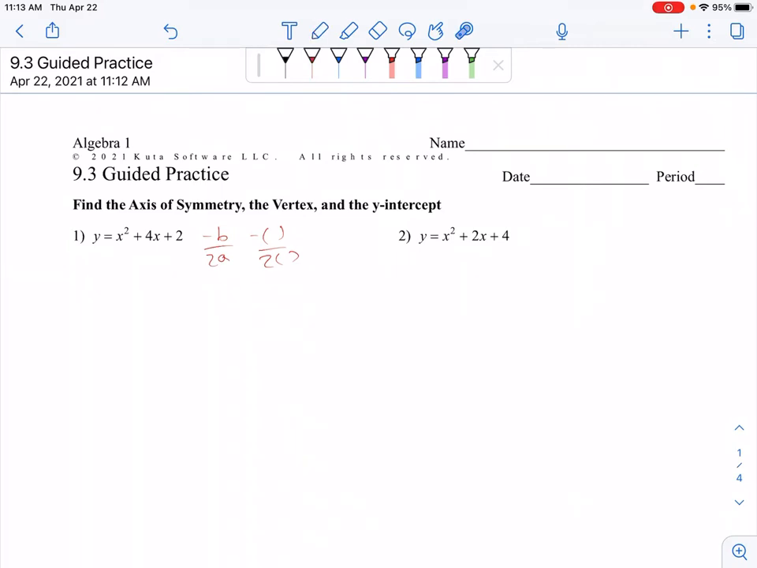And then to find our vertex, we're going to take the value that we get when we solve this. We're going to get a number. And we're going to take that number and replace it for x, and then evaluate. And that's going to give us our vertex.